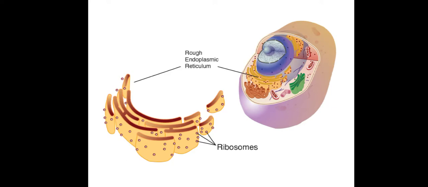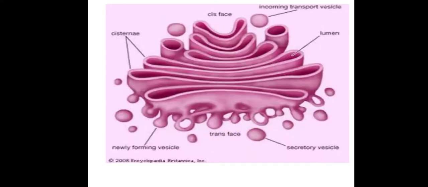Whatever hormones have to be secreted or transported, those vesicles will be formed near the cis phase, that is the formation phase, and will be transported to the trans phase, that is the maturation phase. From the trans phase the vesicle goes to the targeted organelle with the respective secretion.